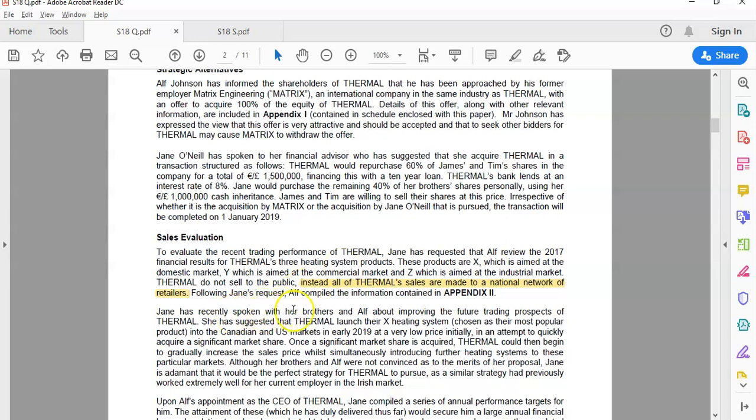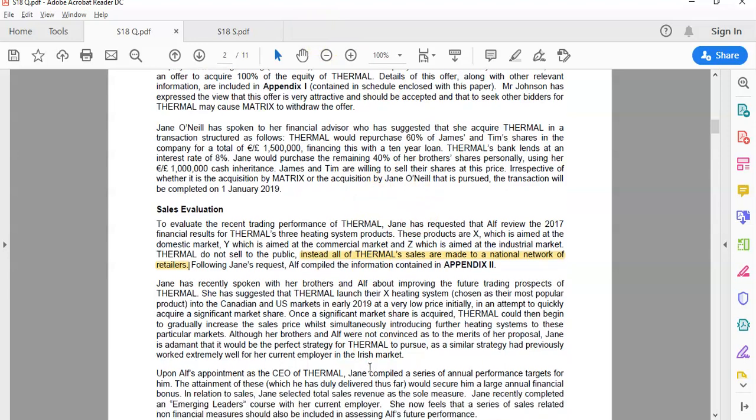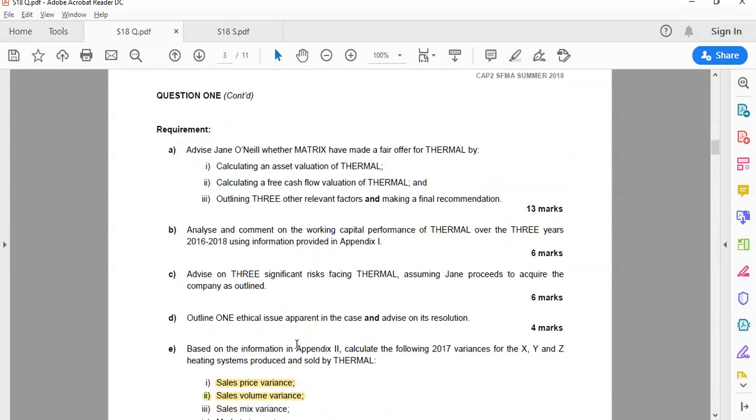So we've recently spoken to our brothers in Alf, the CEO. They suggested launching the X heating system in the Canada and US markets. So we're getting into the international markets, and they're looking at a particular pricing strategy. So again, that's related more to the following parts F and G, which you can have a look at in your own time around performance measurement. We just want to focus this particular recording on the variances and their interpretation.